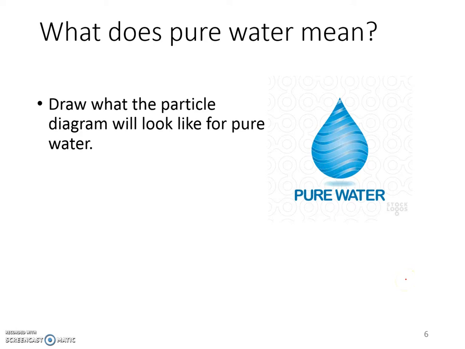Now, I want you now to draw the particle diagram for pure water, knowing that a pure substance only contains one type of substance. Now, you can draw it on the blank space on the bottom of page 1 of your notes.